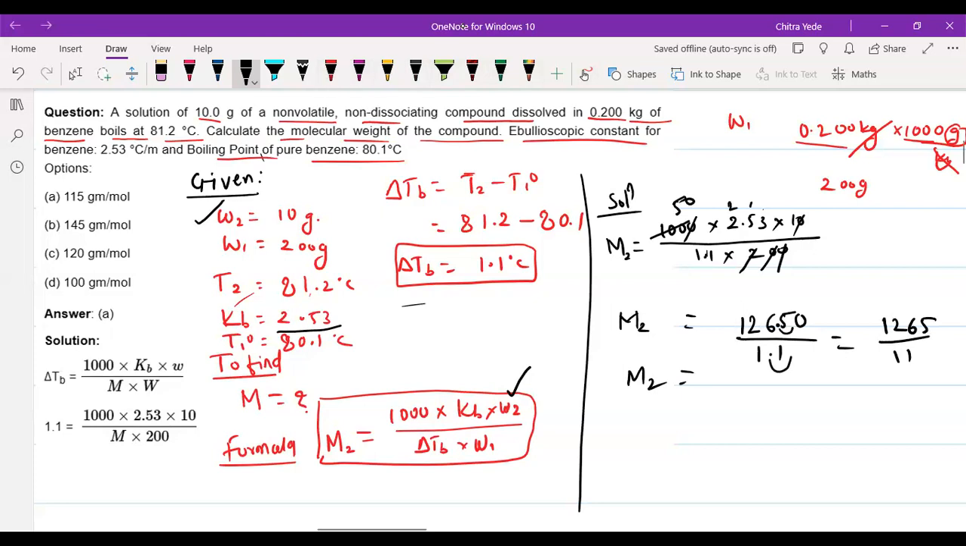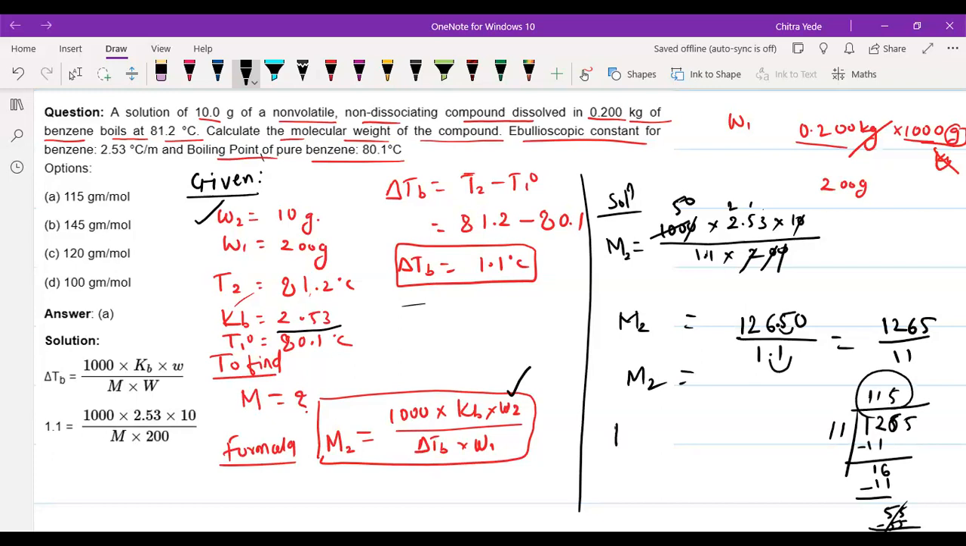Now we have to solve that. So it is 1265 divided by 11. 11 1 is 11. Subtract that, we have 1 remaining. Then we have to use that 6. Again 11 1 is 11. Again we subtract, now we have 5. Then we have to use that 5. So 11 5s are 55, so now it will get cancelled. Now we have the answer 115.